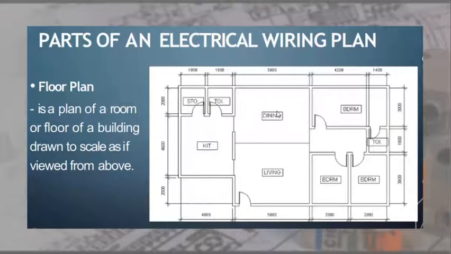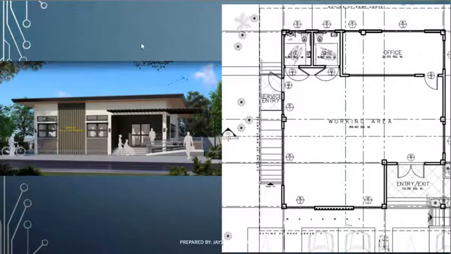In the parts of an electrical wiring plan, you need a pure floor plan, okay, to analyze where your lighting fixtures and your wiring devices will be located on the plan of a room or floor of a building. So assume that this is a residential floor plan.